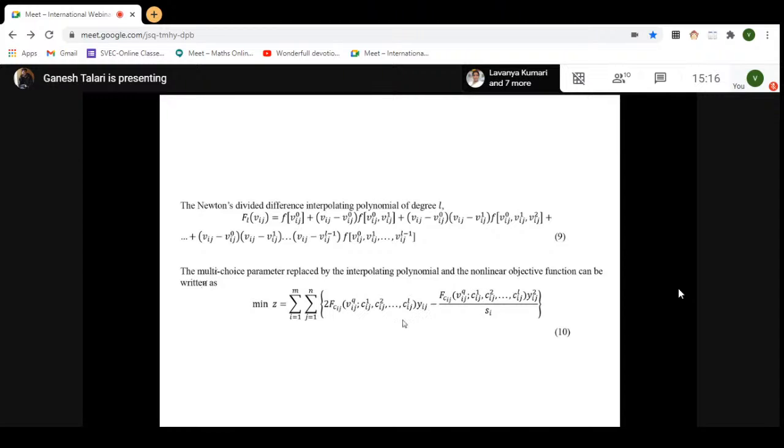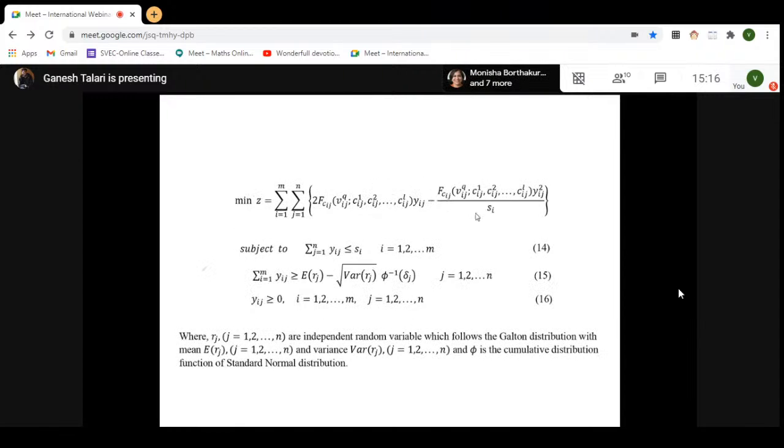Okay, in this form the entire problem will be set up, and after that I have considered a Galton distribution, that the demand follows a Galton distribution or log-normal distribution. Then I have replaced it with the mean as well as the variance, where delta j is taken from the standard normal distribution, or you can say the cumulative distribution. The value of delta j is taken from the standard normal distribution, so that we know at what amount the demand is satisfying the objective function. Okay, so this is the general mathematical model.